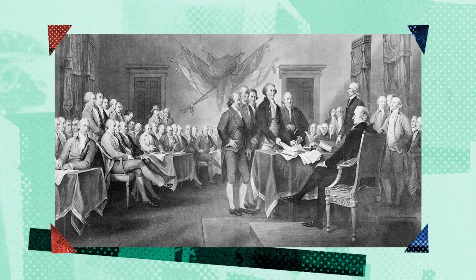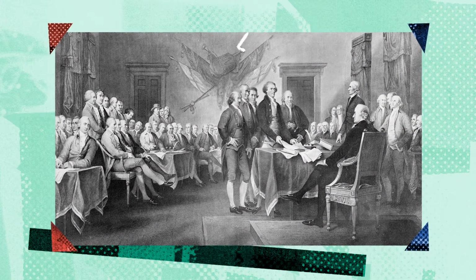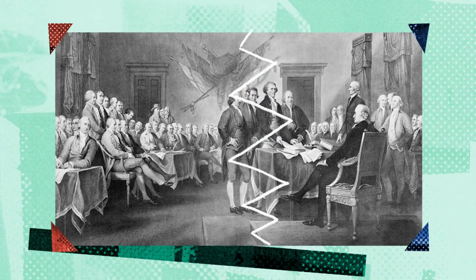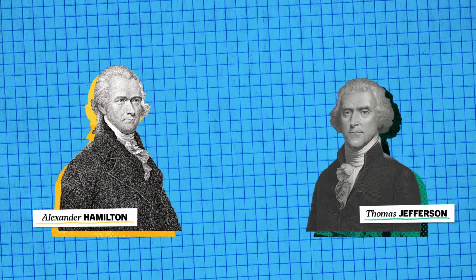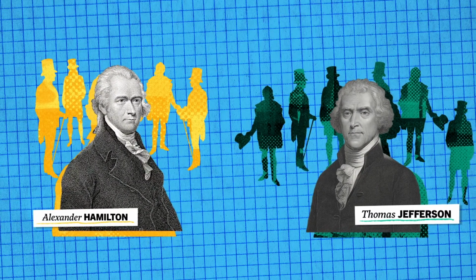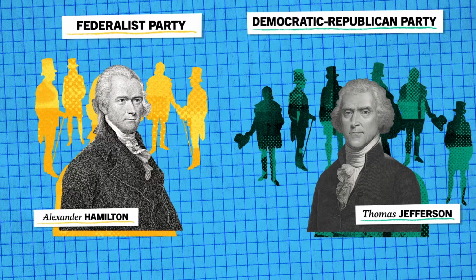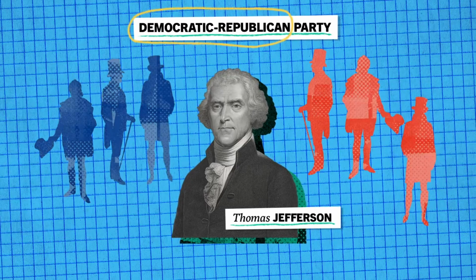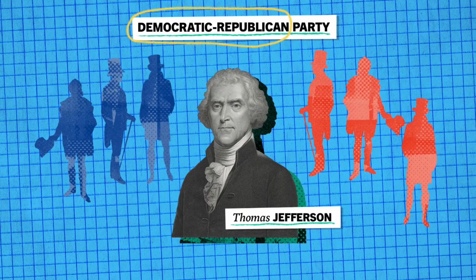The founders believed that political parties were unnecessary because they would only serve to drive people apart rather than bring them together. Nevertheless, two distinct parties emerged in the U.S. following the American Revolution: the Federalist Party and the Democratic Republican Party. That's right. At one point, the Democratic and the Republican parties were the same thing.